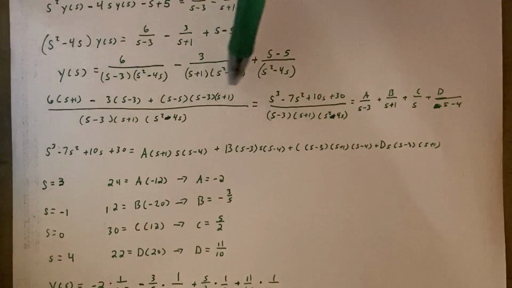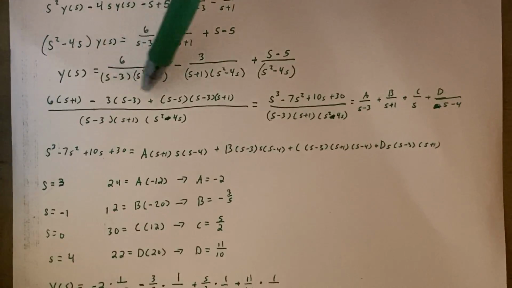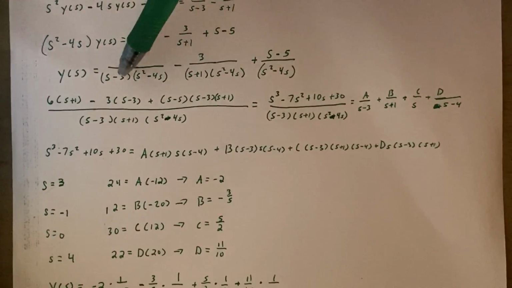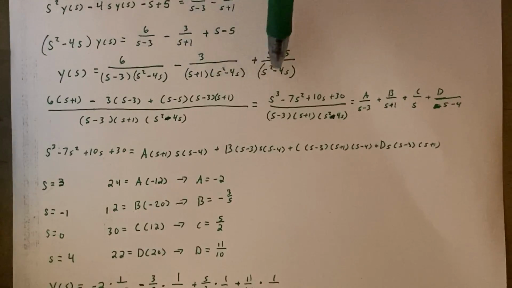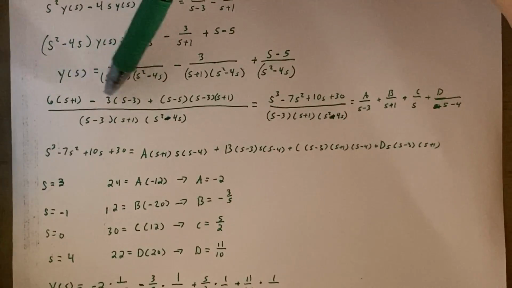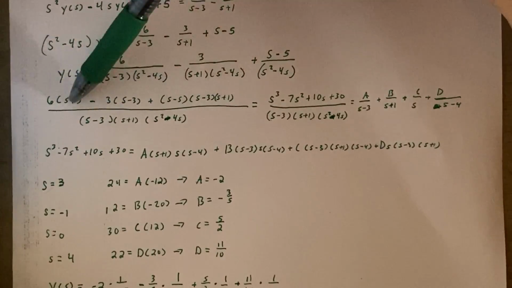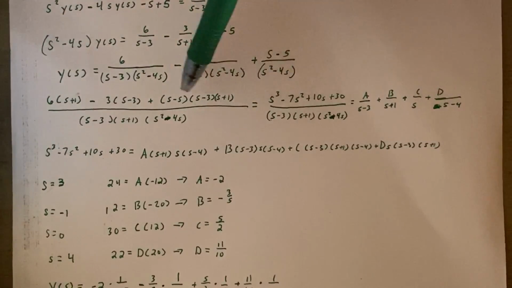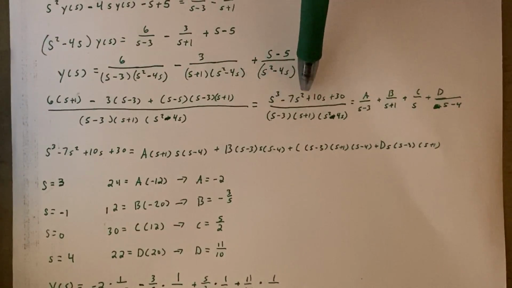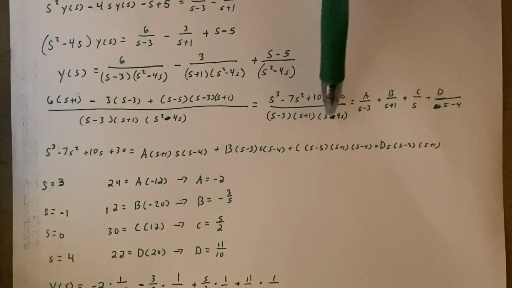Now, I want to clean this up. I want to write it all over one fraction. And so I do that. I would need to multiply this 6 times an s plus 1 because that's not in the denominator. I need to multiply this 3 by an s minus 3 because that's missing in this denominator. And what's missing in the last term is an s minus 3 and s plus 1. So I've got to multiply that s minus 5 by both of those terms. And so here I just show what I've got to multiply the 6, negative 3, and the s minus 5 by. And then I do the math. I distribute, combine my like terms. And the numerator is going to be s cubed minus 7s squared plus 10s plus 30, all over s minus 3, s plus 1, s squared minus 4s.